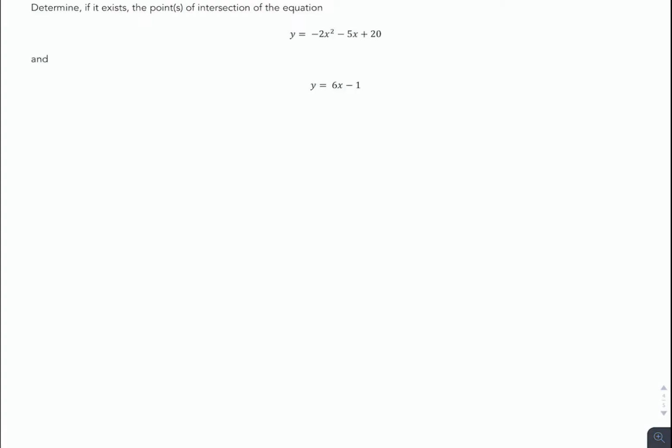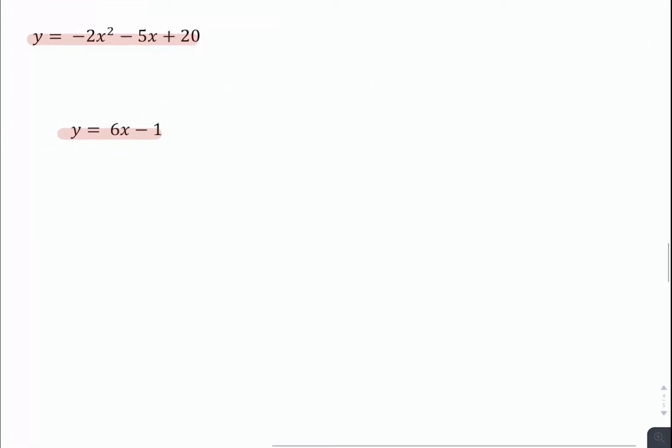Question here, we're given a quadratic equation and a linear equation, and it wants us to determine, if it exists, the points or point of intersection of these two equations.